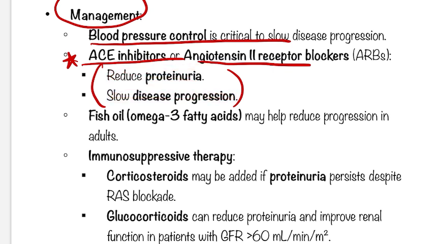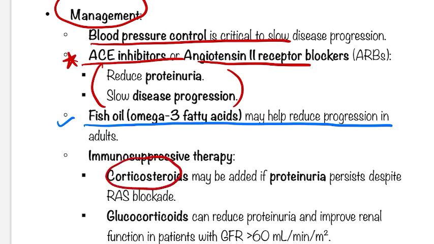One experimental thing is that fish oil omega-3 fatty acid may help reduce progression in adults. Are there any other drugs used? Yes, immunosuppressive therapy in the form of corticosteroids may be added if proteinuria persists despite RAS blockade. So first you do RAS blockade, then if proteinuria persists, you add corticosteroids. Glucocorticoids can reduce proteinuria and improve renal function in patients with GFR more than 60.